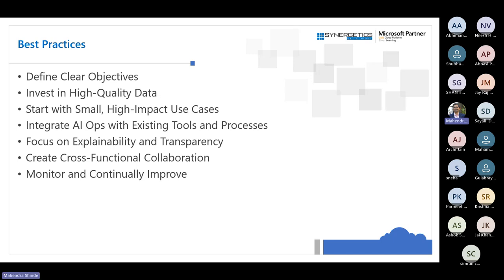Last time I discussed this with one of the developers with more than a decade of development experience, I asked him, what is easier to do? Explain why your code didn't work, or explain why your code worked? And he told me, Mahendra, it's much easier to explain to people why your code didn't work. You can give a lot of excuses why it didn't work. So there should be explainability.